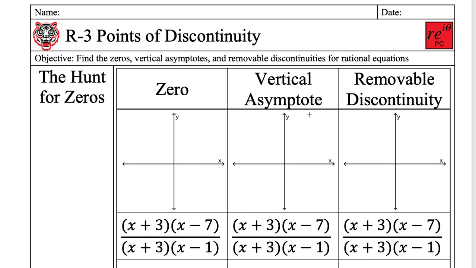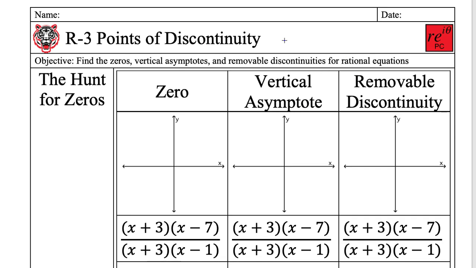All right, we are on our third lesson for Precalculus, doing our review unit. Today's date is Wednesday, October 9th, 2019. Points of discontinuity, very, very useful when it comes to AP Calculus.